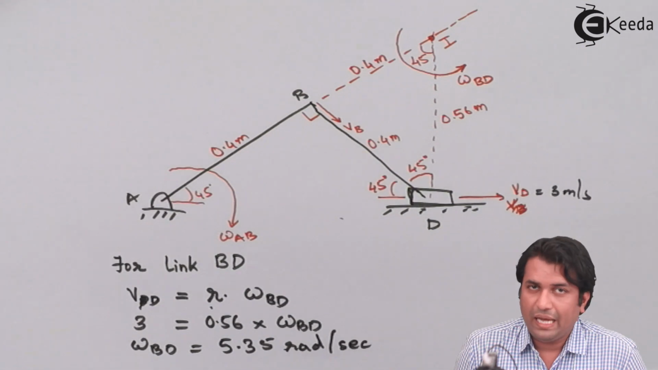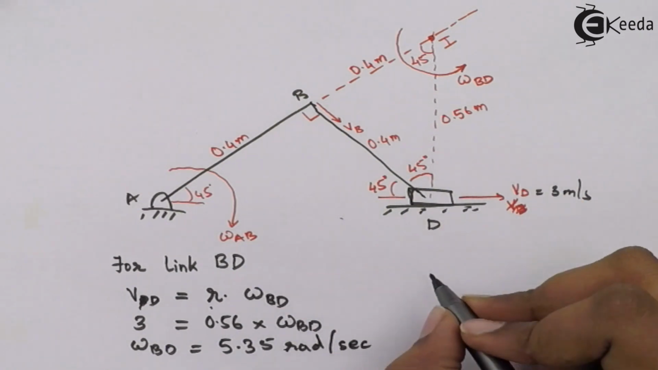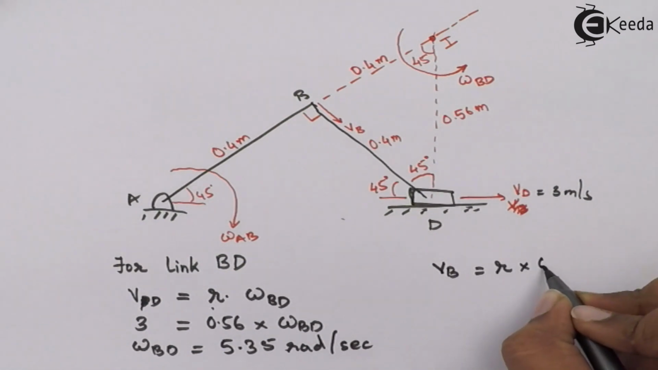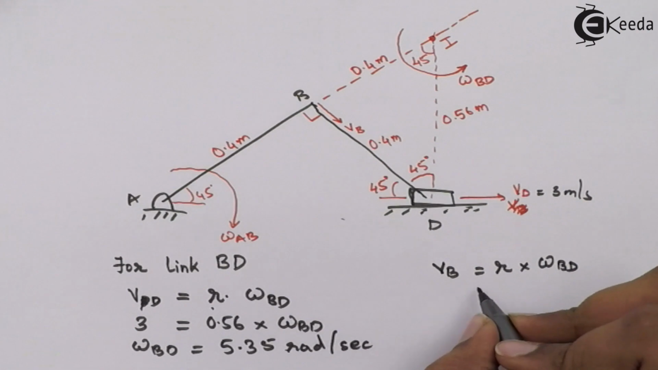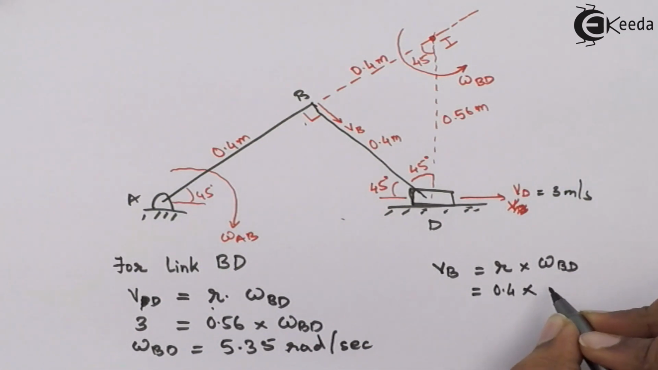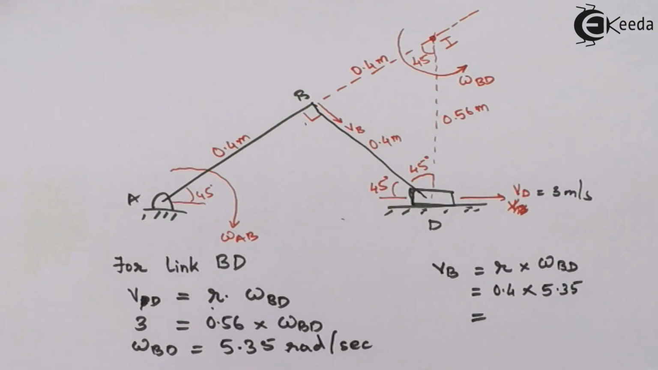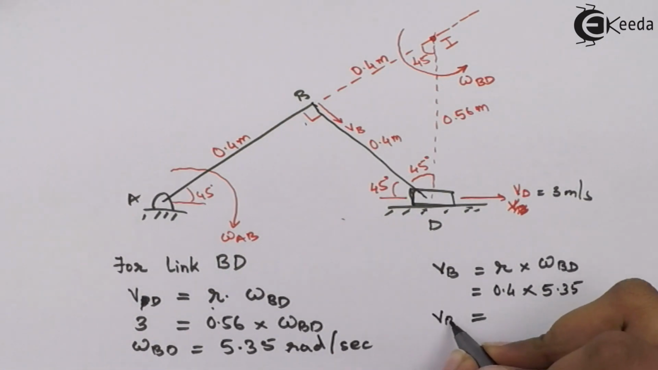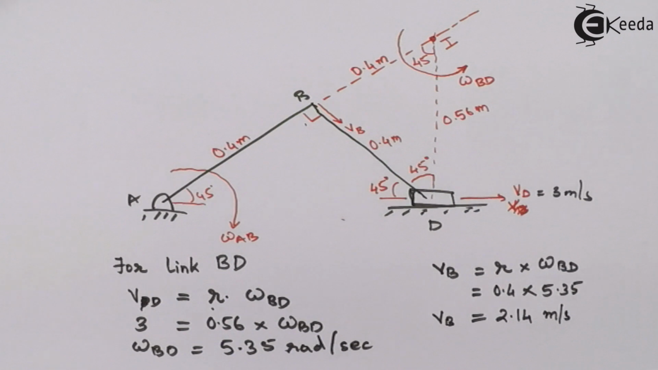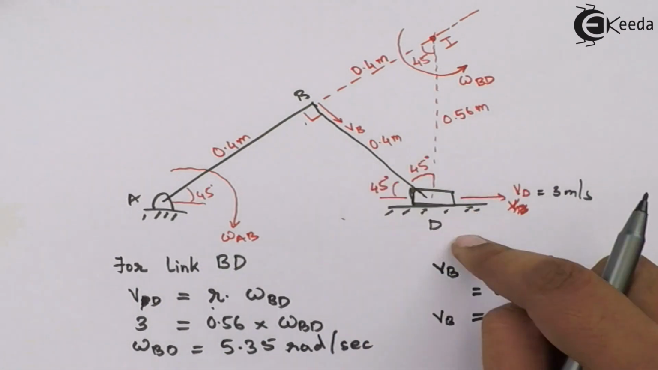Now using the same angular velocity, I can find out the velocity of the end B. So VB is R into omega BD. I know the radial distance, that is this, is 0.4 into 5.35, so VB is coming out as 2.14 meters per second. So I have got the velocity of B and the angular velocity of link BD.